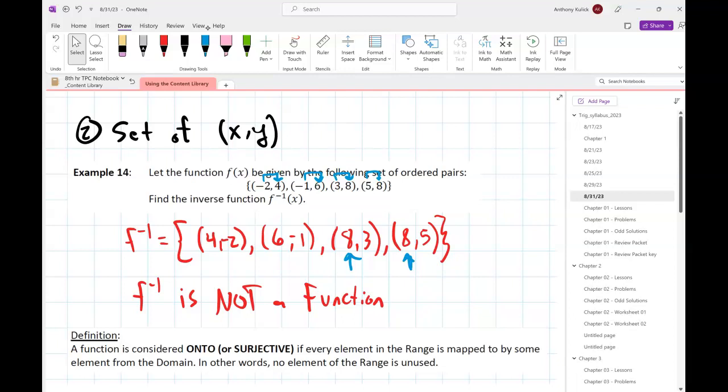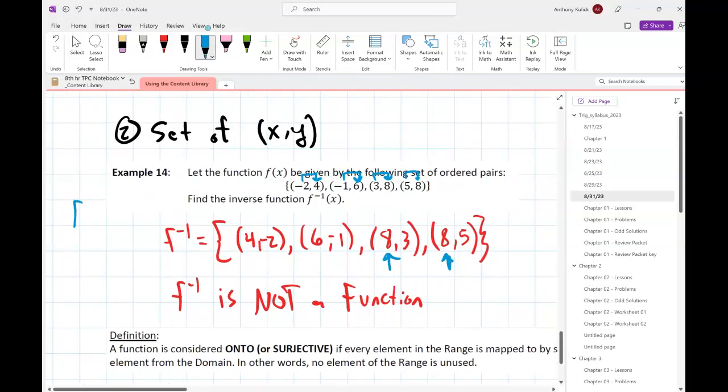4, 6, and 8, right? Are all those used? Yup. Is it onto? Yup. Okay. Is F one-to-one? No. Why not? Yeah, the 8s are used more than once.